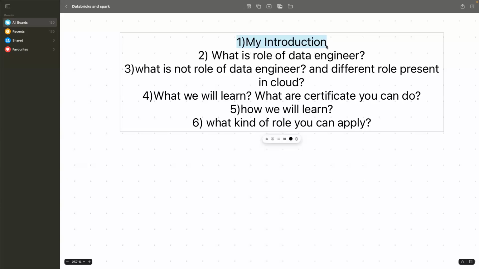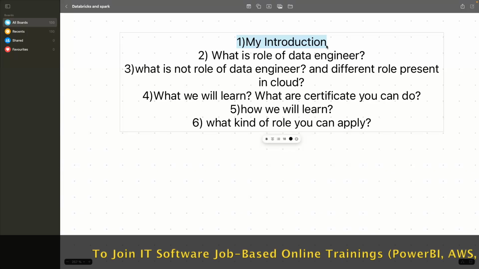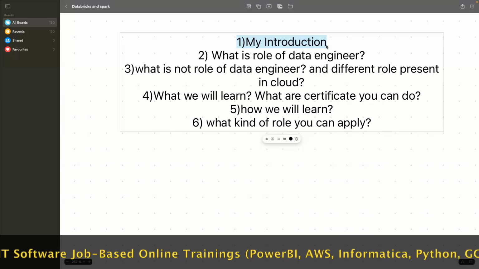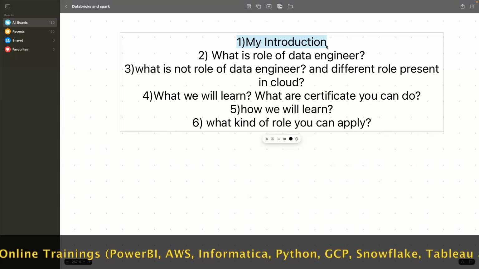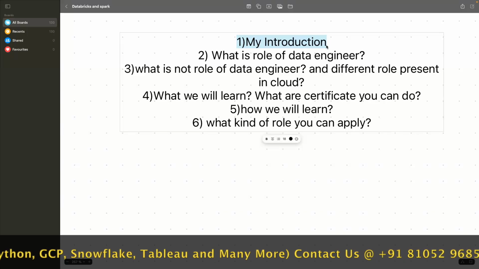And then what are the certifications you can do, and how we will learn that. So suppose whatever topics we will learn, how we will learn that, I will try to give you that particular picture, and then I will try to help you with what kind of role or job you can apply for, right? So these are the things which we will try to cover today.